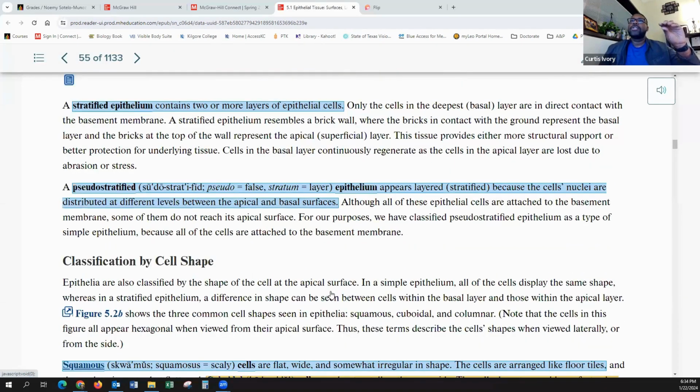Now you have what's called pseudo-stratified, pseudo meaning false and stratum meaning layer. So pseudo-stratified means that they're going to be at different intervals. So you may have one that's here, one that's here, one that's there. They're still stratified, but they're not all even or straight across. They're going to be kind of zigzag, but they're going to be in several layers.